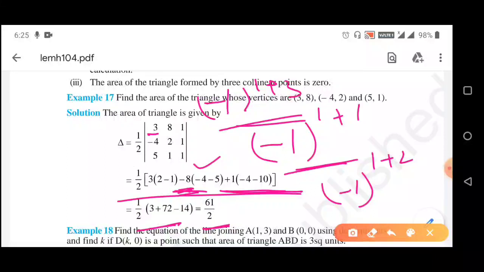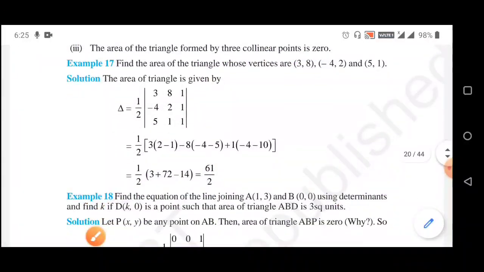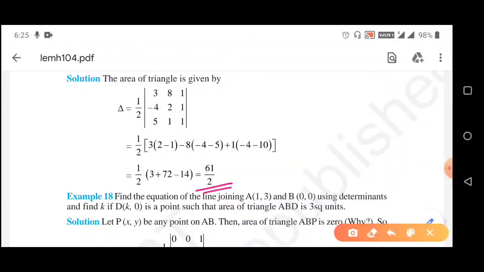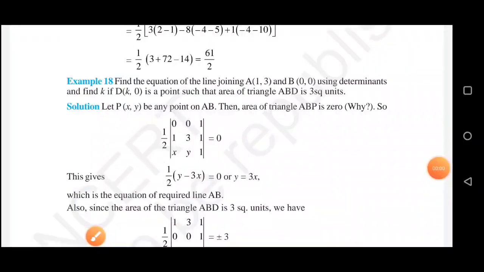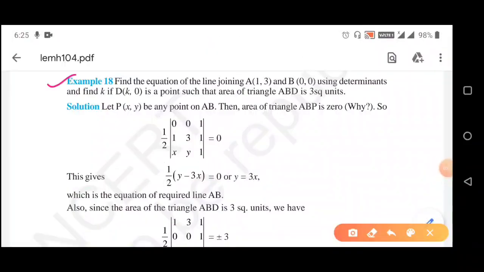So the answer is 61 by 2. So the area of the triangle formed by those vertices is 61 by 2. Now the next question is example 18. Find the equation of the line joining A(1, 3) and B(0, 0) using determinant.